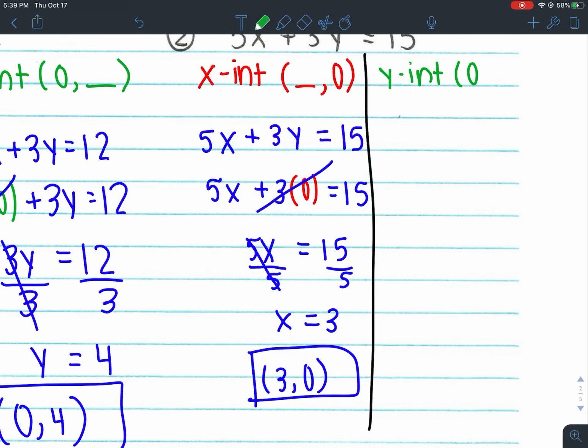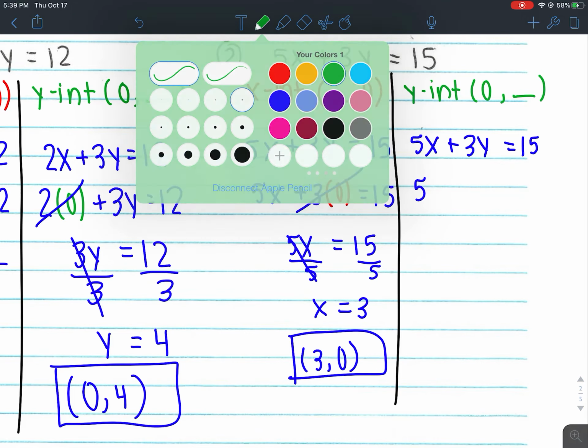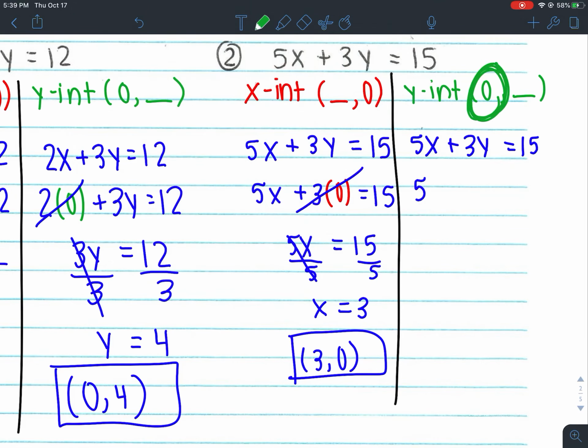Okay. Now I'm going to solve for my y-intercept. So I'm going to go a little bit faster because hopefully we're getting the hang of things. Okay. Copy my equation from the very beginning. I'm going to plug in a 0 for my x value because a y-intercept always has a 0 in for the x value.